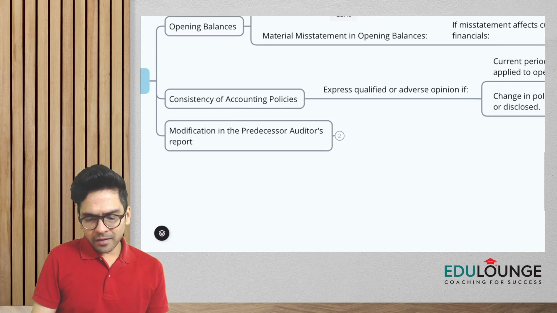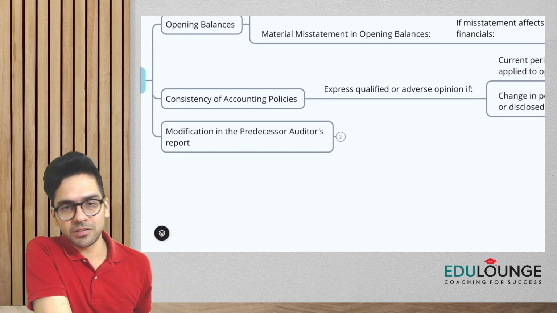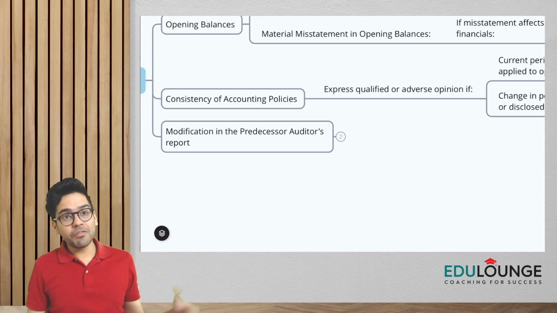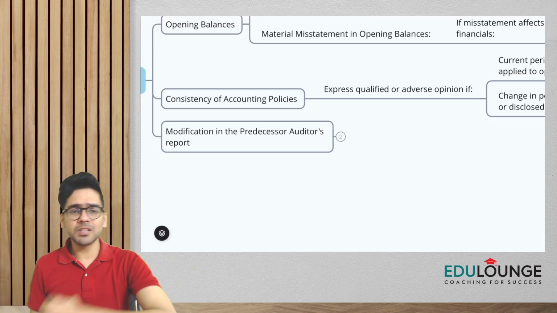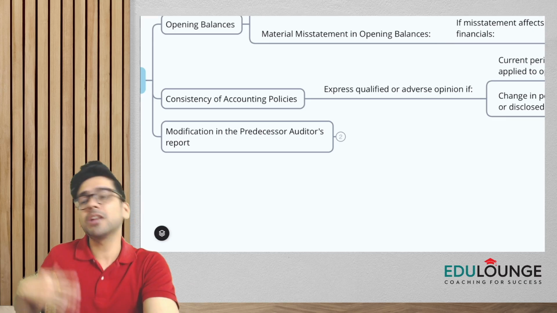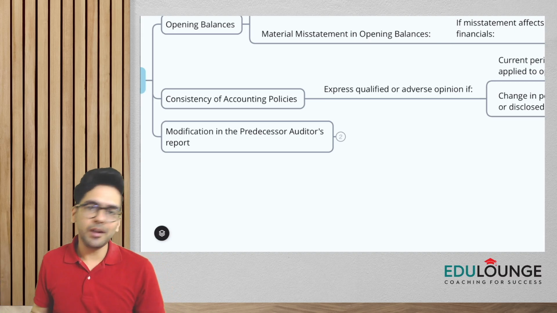Okay, and the next one, guys, is if there was a modification in the predecessor auditor's report. I've already told you this. If there was a modification in the predecessor auditor's report, you would still want to see whether the reason for modification is there in the current year also, and if the same persists in the current year as well, you are going to modify the current year opinion also.